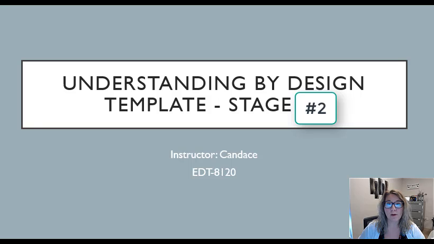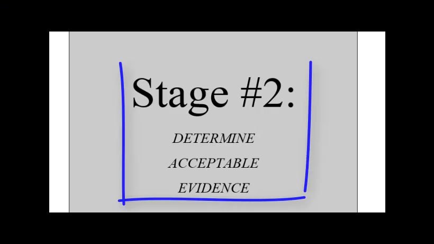In stage number 1, we identified the desired results through the course introduction and the unit summary, along with the professional organization standards and competencies, transfers of learning, meaning, and acquisitions. Now we are able to move on to stage number 2. In stage 2 of the UbD template, we will determine acceptable evidence.